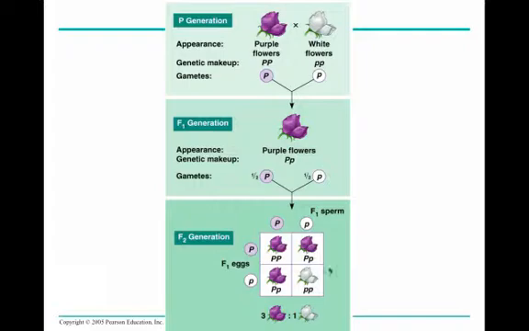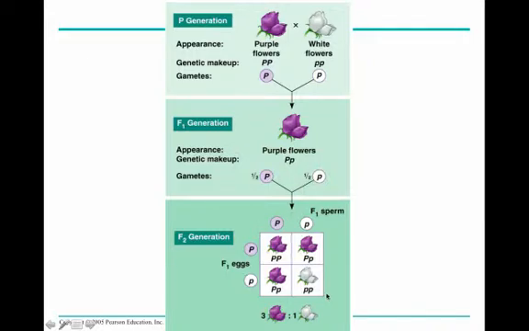And if we take a look at the alleles, you can see here the only type of allele from the purple flower is the dominant allele. The only type of allele from the white flower is the recessive. And we have our F1 generation. We have one of each.